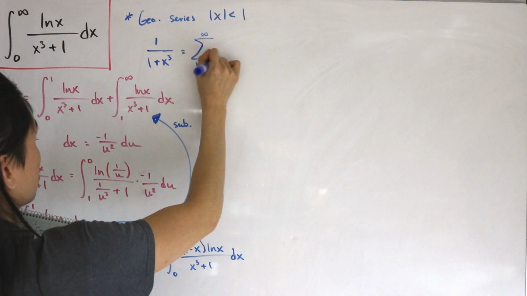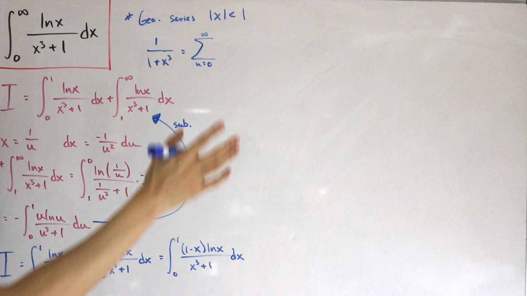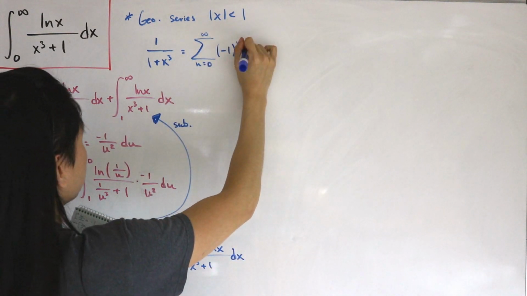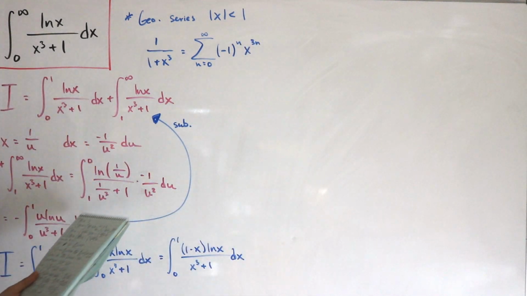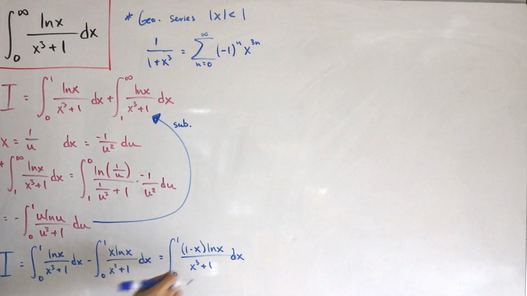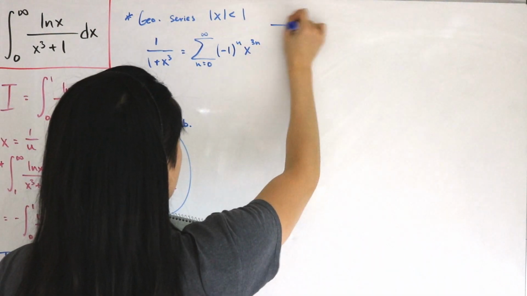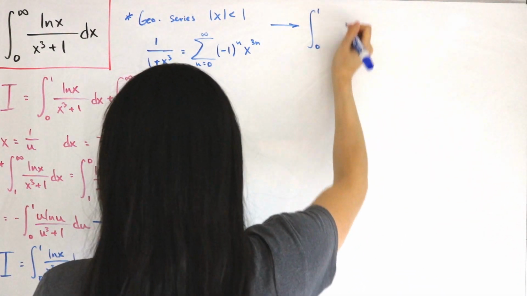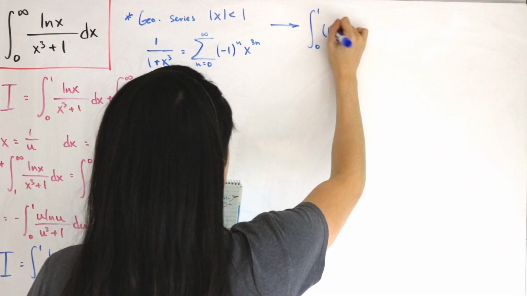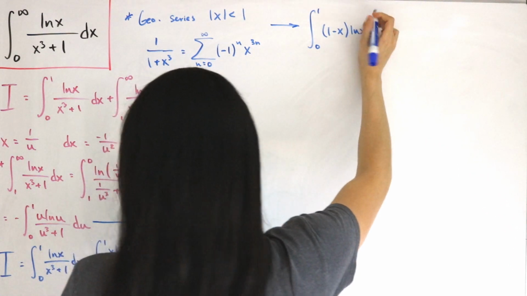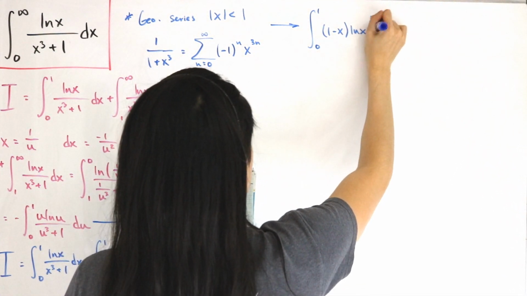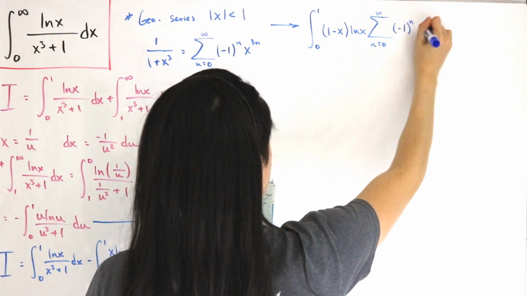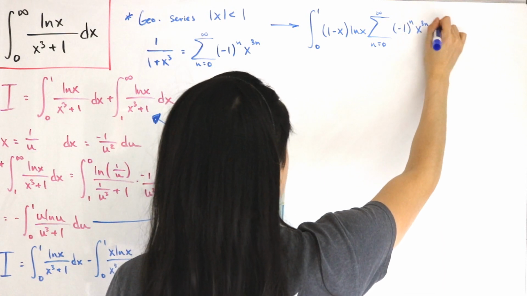starting at n equals 0 of negative x cubed to the power n. If you distribute the exponent, it's going to be negative 1 to the power n, multiplied by x to the power 3n. Now with that, let's substitute this back in over here. I'm going to put this arrow just for the substitution. So what we have is the integral from 0 to 1 of 1 minus x multiplied by ln of x, times the summation of our geometric series that we just put in: n equals 0, negative 1 to the power n, x to the power 3n, dx.